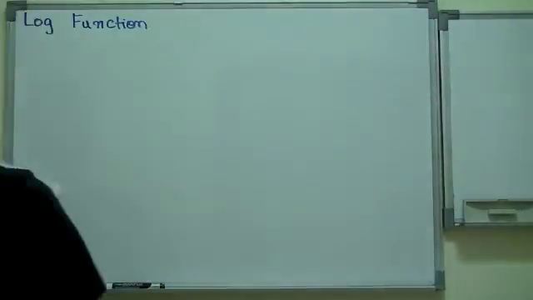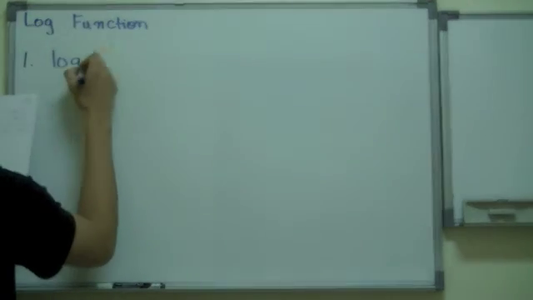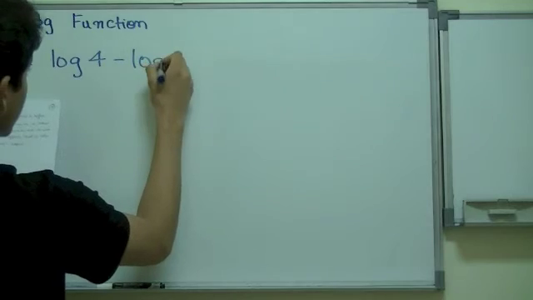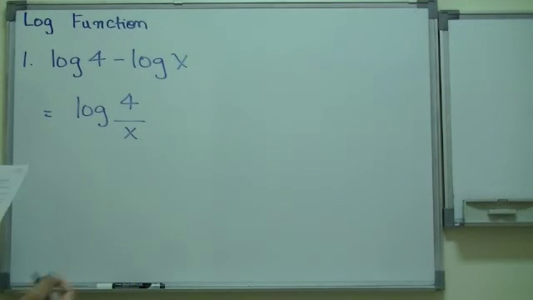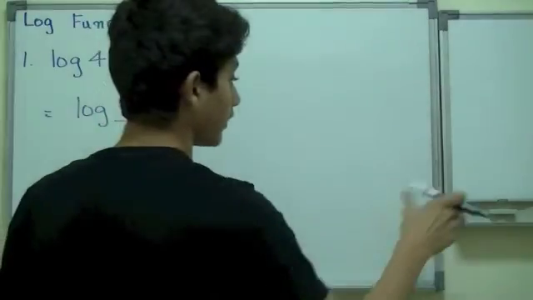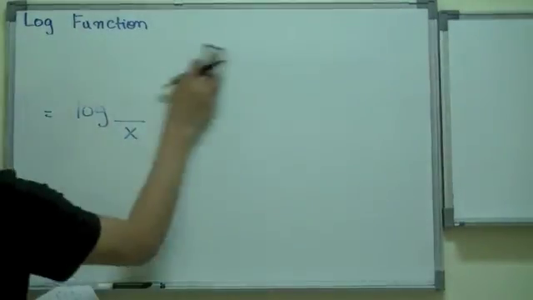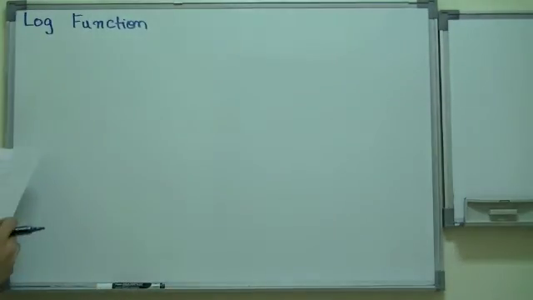So the first example for this left turn would be log of 4 minus log of x. Well, that's basically log of 4 over x. That's it. Nothing really hard. I'm starting off with the easiest example so you get used to all the properties.